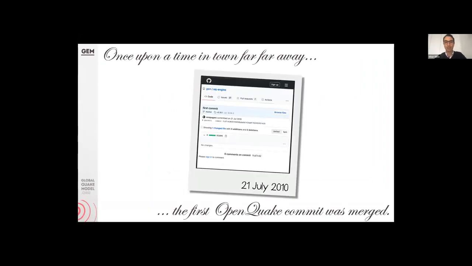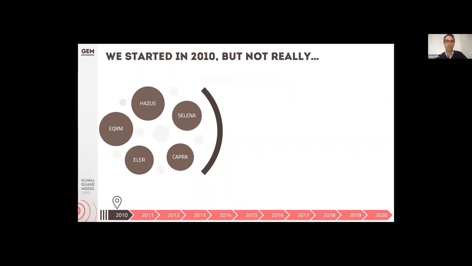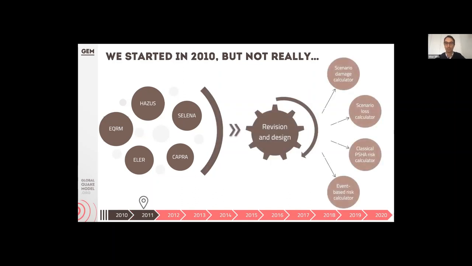So everything started, as Marco mentioned in his presentation, on the 21st of July, 2010. Certainly not necessarily some of the risk components that we have already there, but the very beginning. And we can say that we started in 2010, but not really, because in fairness, before we even started coding anything in OpenQuake on the risk side, several other software packages were tested, for example, Azur, ZQRIM, Selena. The review of these packages allowed us to define the requirements, the needs, from a technical, scientific, and IT perspective, and also to define the main pillars, basically the main calculators that we should have in OpenQuake Engine on the risk side.